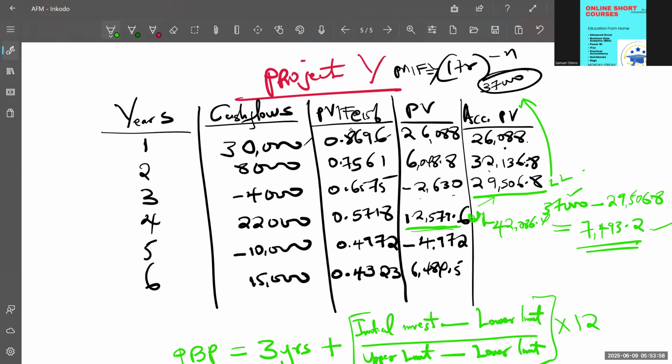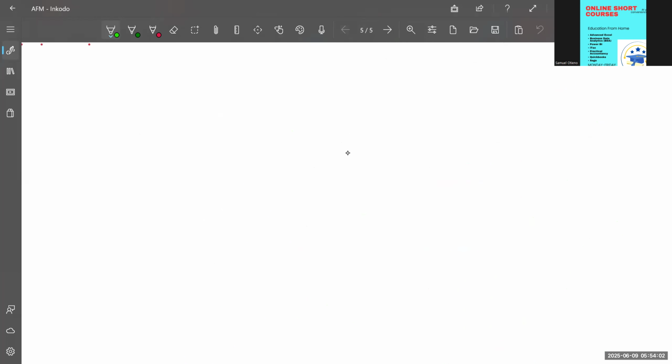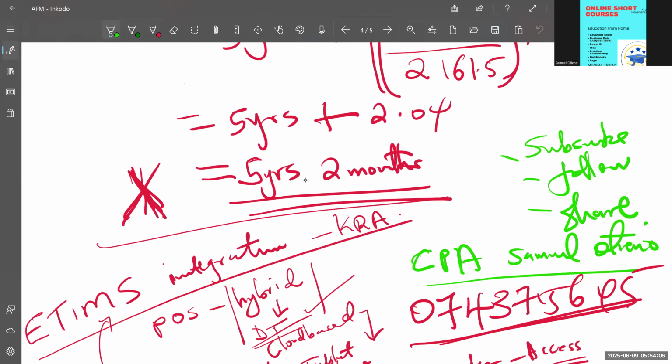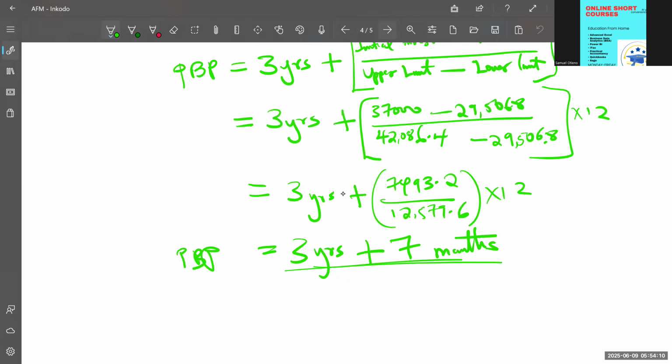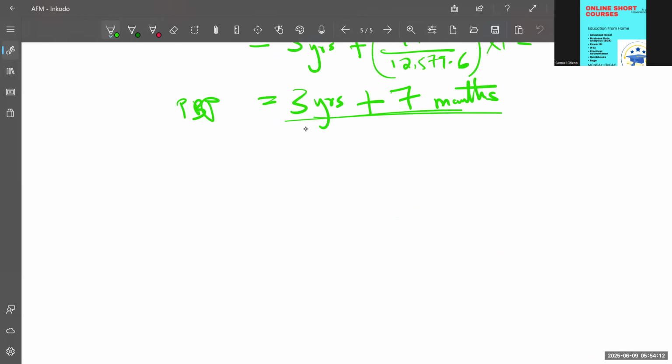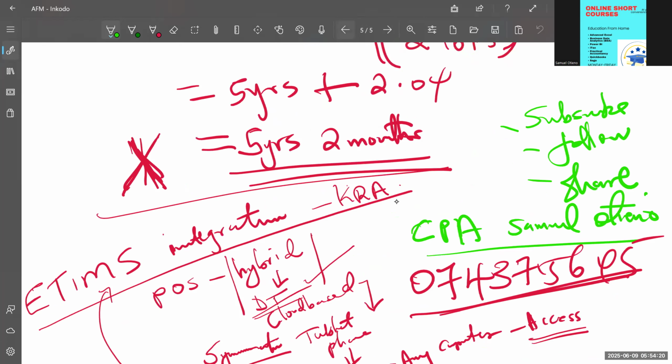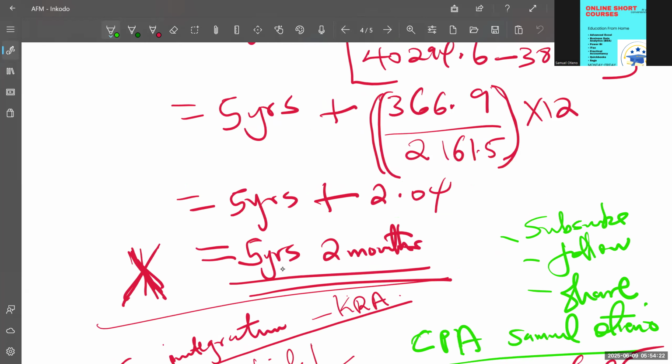You are appraising this project so that you make a decision. Project X, we got a payback period. And how much was it? We were going to recover our investment in 5 years, 2 months, right? And in Project Y, we are recovering our investment in 3 years, 7 months. So if you are going to recover your investment in 3 years for Project Y, but for Project X, you're going to recover it in 5 years, 2 months.